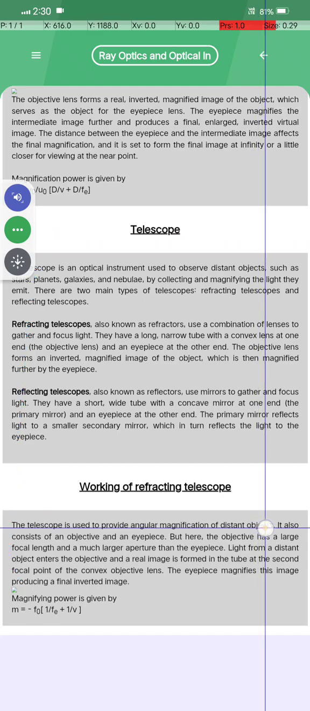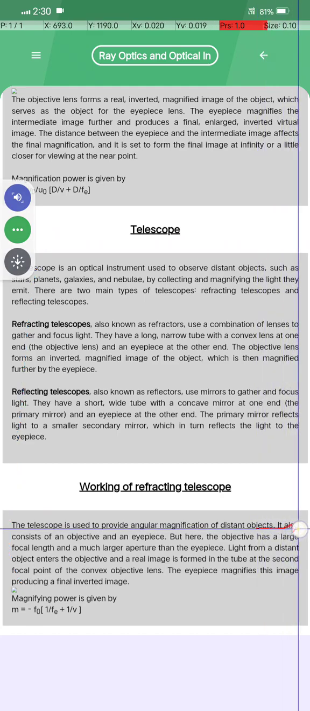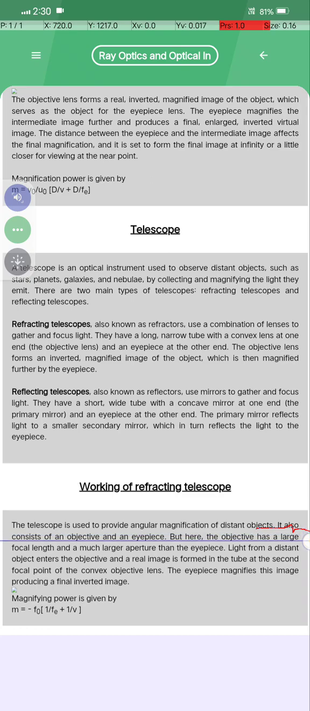Okay, look, the telescope is used to provide angular magnification of distant objects, and it consists of an objective and an eyepiece. But here the objective has a large focal length and a much larger aperture than the eyepiece. Light from the distant object enters the objective, and a real image is formed in the tube at the second focal point of the convex objective lens, and the eyepiece magnifies this image, producing a final inverted image.